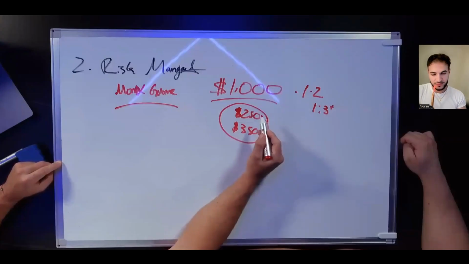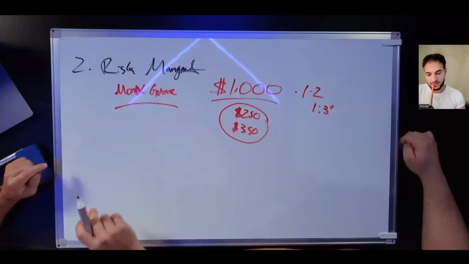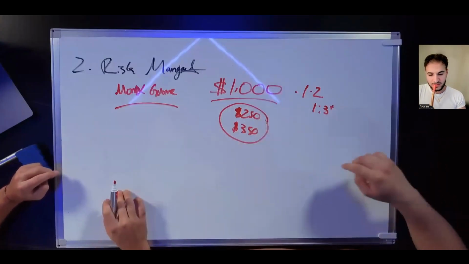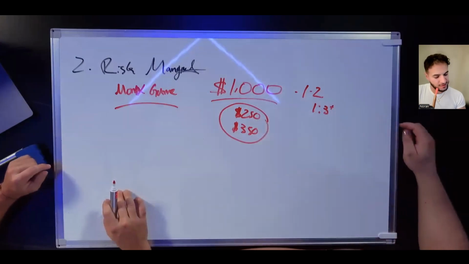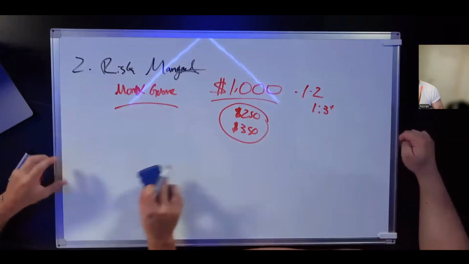So what would you feel comfortable with risking on these $1,000? Probably 35% at $350. Okay, $350. Okay, perfect. So now, the first trade that you're gonna take.